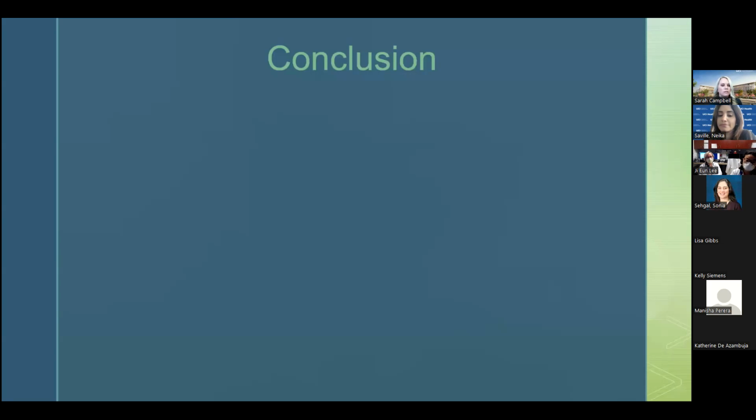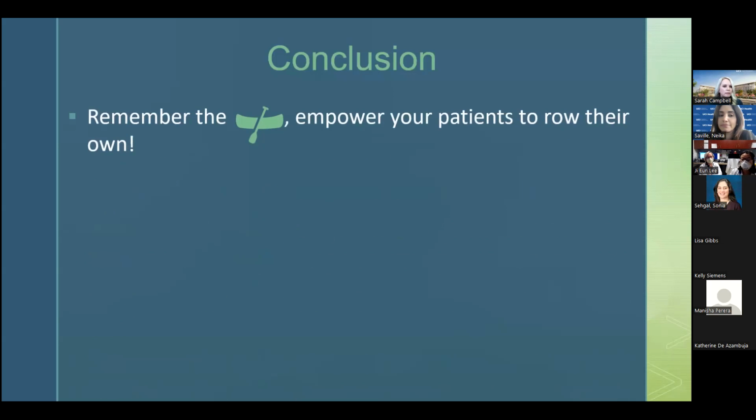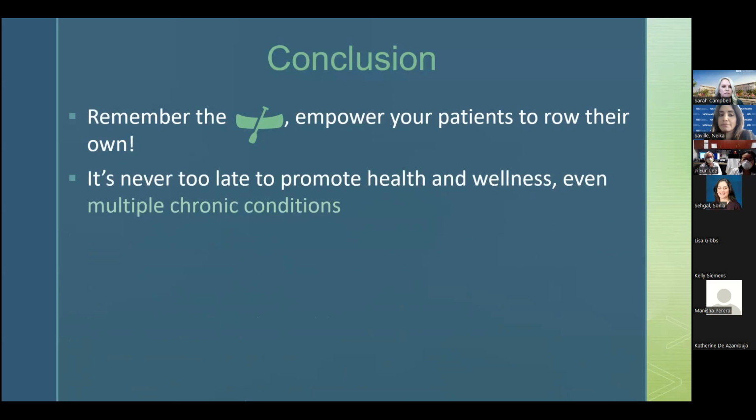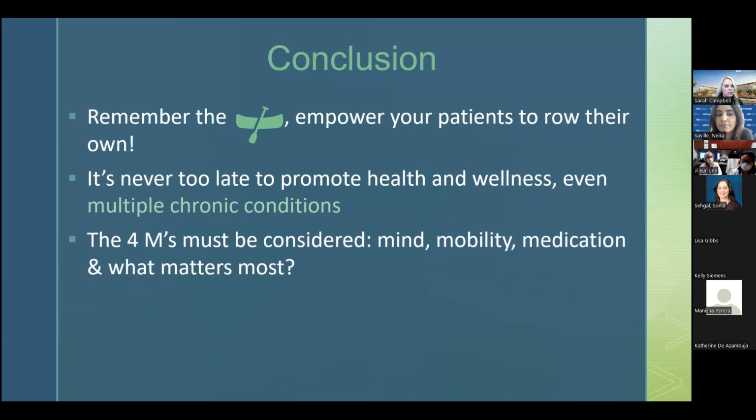So in conclusion, just remember the boat analogy, remember the roles that you have as a provider and patient. Empower your patients to row their own boat. It's never too late to promote health and wellness, even with multiple chronic conditions. Rather than react and have to throw them the life raft downstream, use the upstream approach in promoting health. The 4 M's must be considered in the face of any chronic disease, always keeping these in mind: mind, mobility, medication, and what matters most.